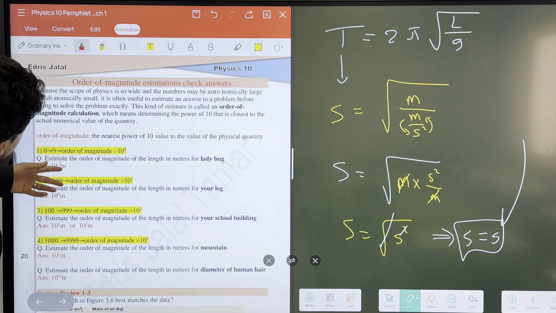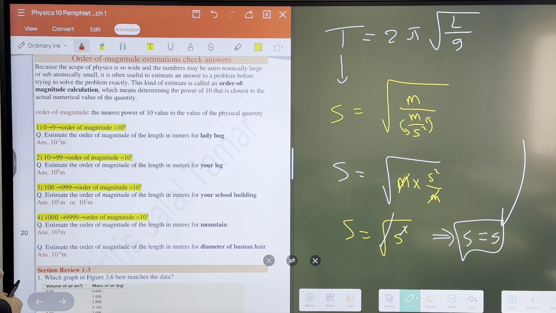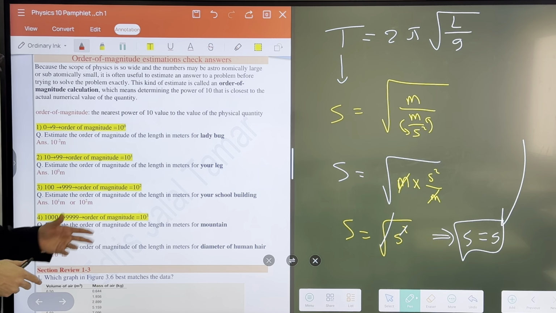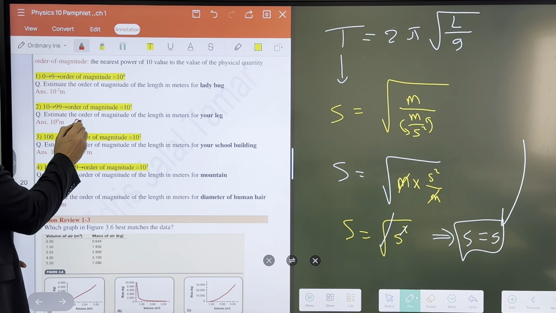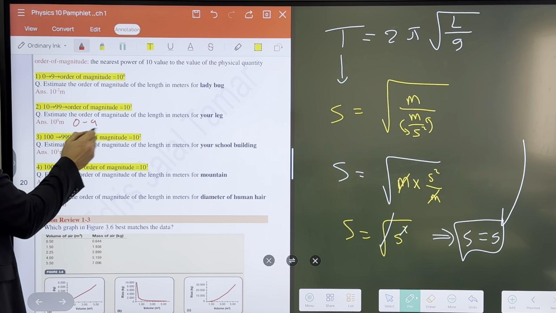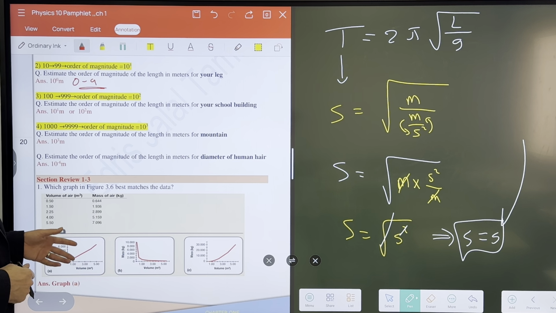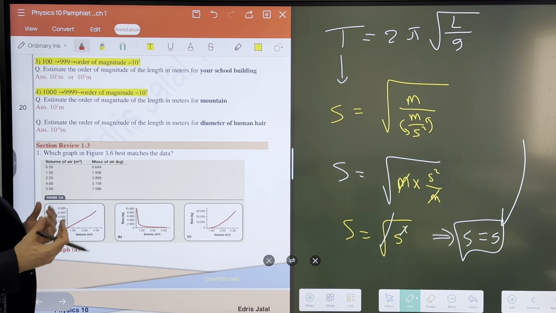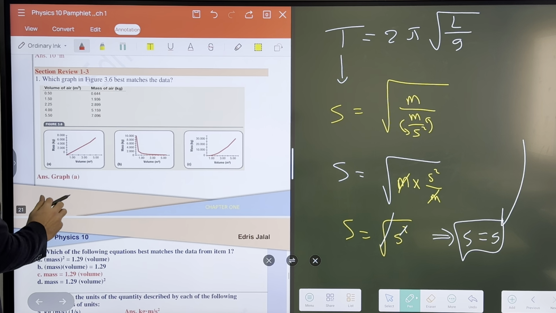So the order of magnitude is very easy. It's not very important. Like this is an estimate. The ladybug is 10 power negative 2. The length of your leg is 10 power 0, which is between 0 to 0.9 meter. Okay, and the length of your school building is about 10 power 2 or 10 power 1. This is estimated. Okay, so this equation, which one is matched?